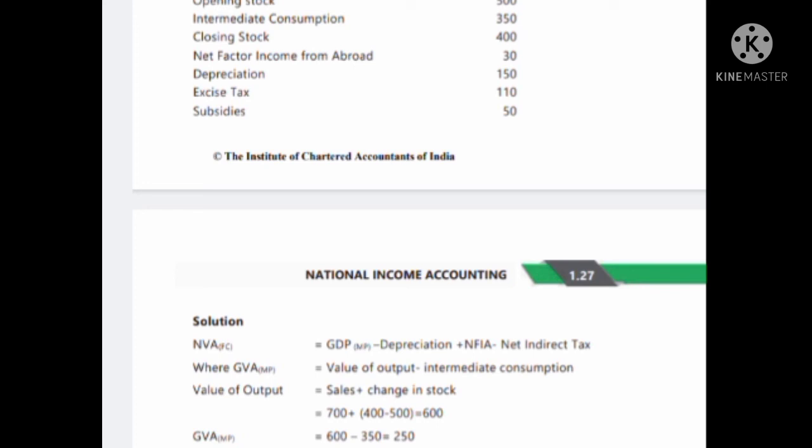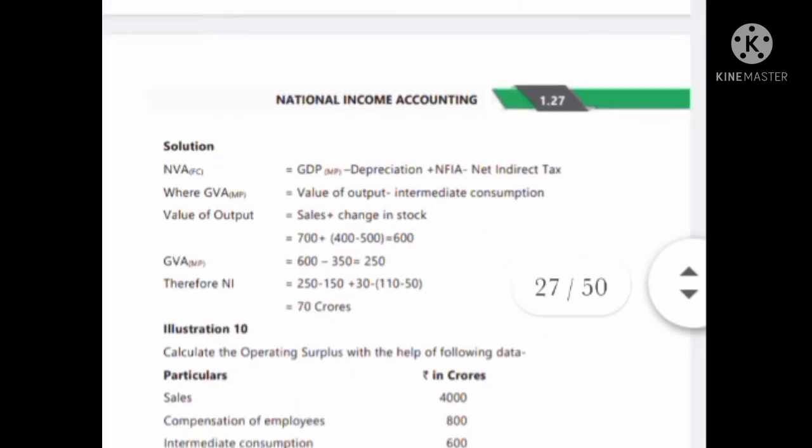So to calculate national income, you first have to calculate GVA at market price. As we have found the GVA, which is also called GDP at market price, minus depreciation plus NFIA minus indirect tax. Substitute all this and you will get 70 crores as your national income. All the numbers are given in the question.